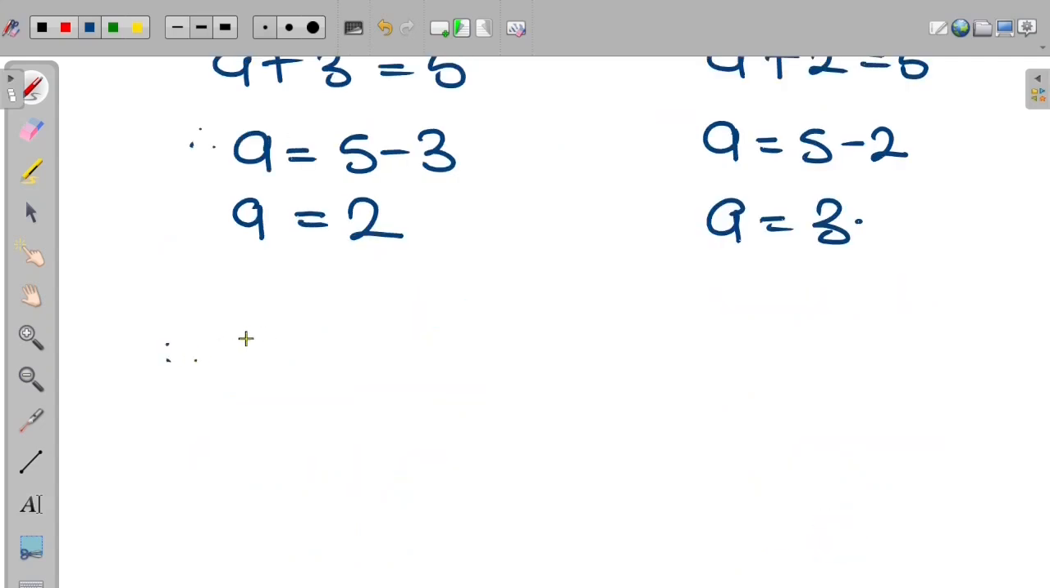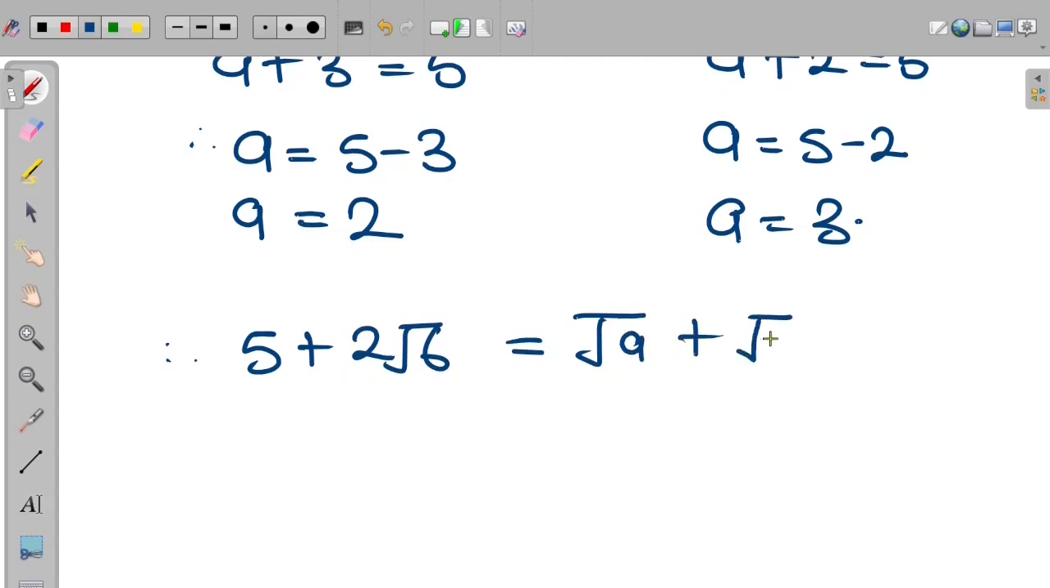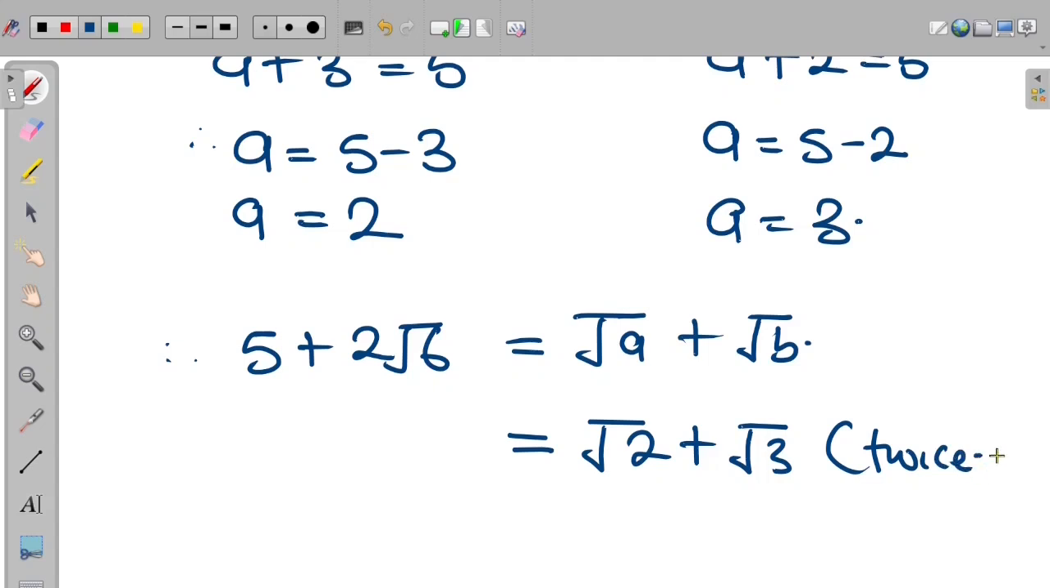Therefore, the square root of 5 plus 2 root 6, which we said was equal to root A plus root B, is equal to root 2 plus root 3, and this happened twice. Thus, we have been able to obtain the square root of the surd given to us. Now, let us provide a solution to question number 2.